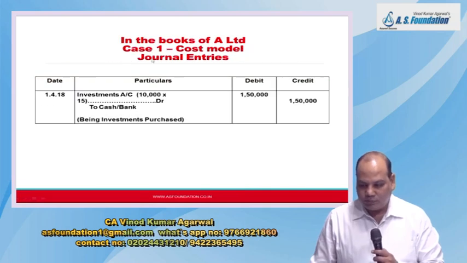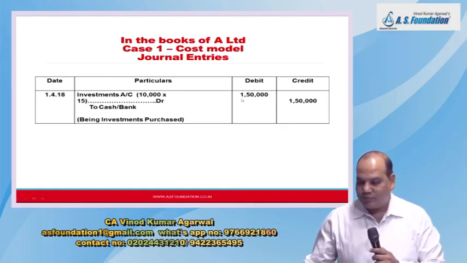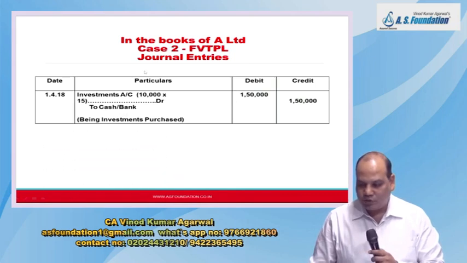Now write down case 1, cost model. Cost model, only one entry, right? 1/4/18. Investment account debit to bank account 1,50,000. Over.